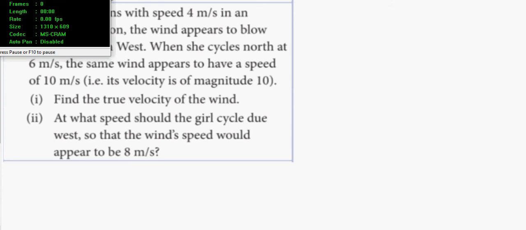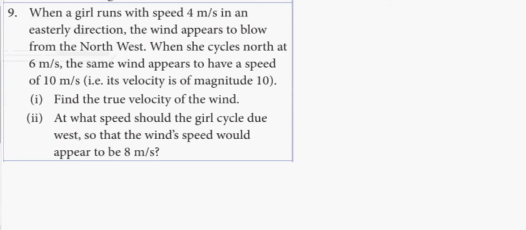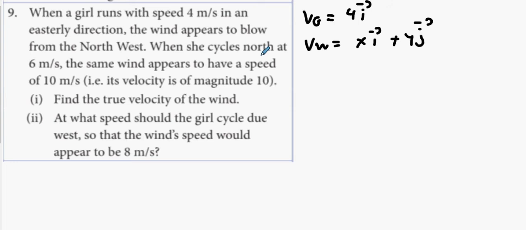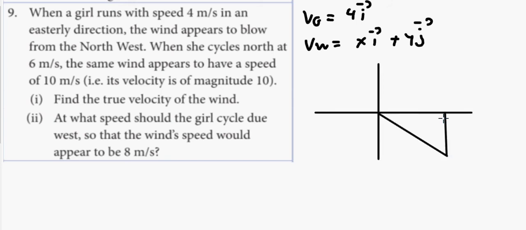When a girl runs at speed 4 meters per second in the easterly direction, the velocity of the girl is 4i. The actual velocity of the wind is xi plus 1j. That's scenario 1, isn't it? Now, it appears to blow from the northwest. If it blows from the northwest, it's actually going southeast, and if it goes southeast, that's an angle of 45.